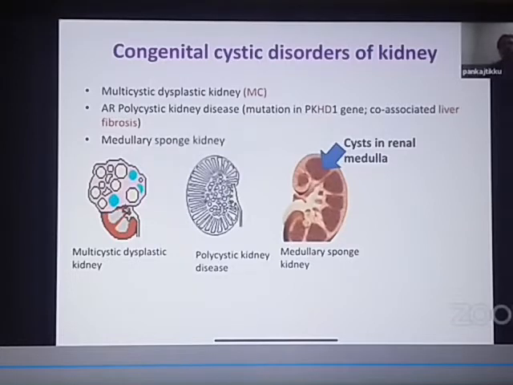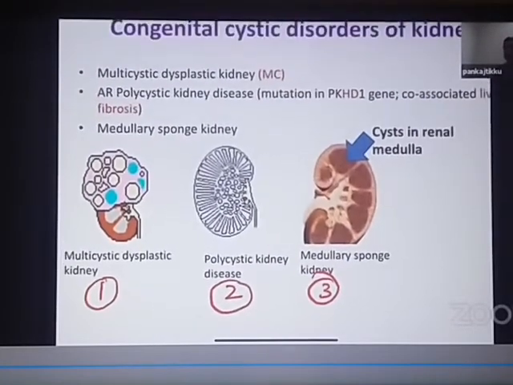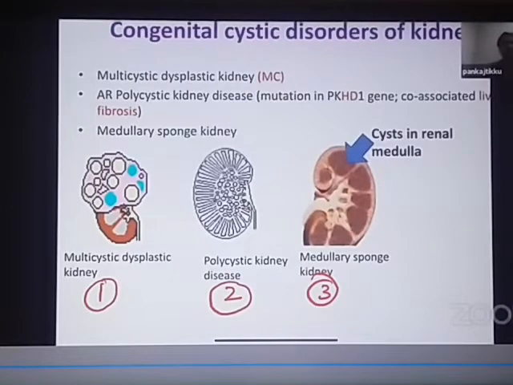Whenever you are asked to name some congenital cystic disorders of the kidney, the three most important disorders that should come to your mind are multicystic dysplastic kidney, polycystic kidney disease, and medullary sponge kidney. These are the three primary disorders that should come to your mind when you are asked, can you name some congenital cystic disorders of the kidney? Multicystic dysplastic kidney, polycystic kidney disease, and medullary sponge kidney.